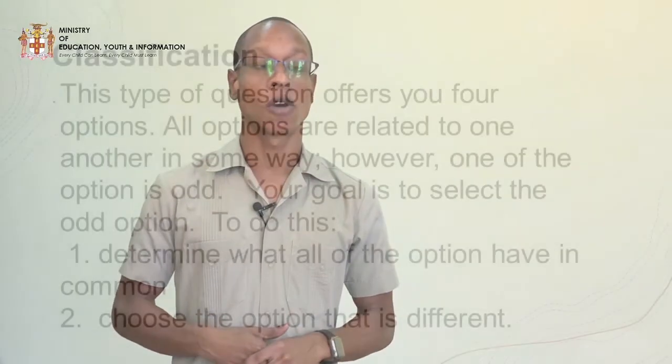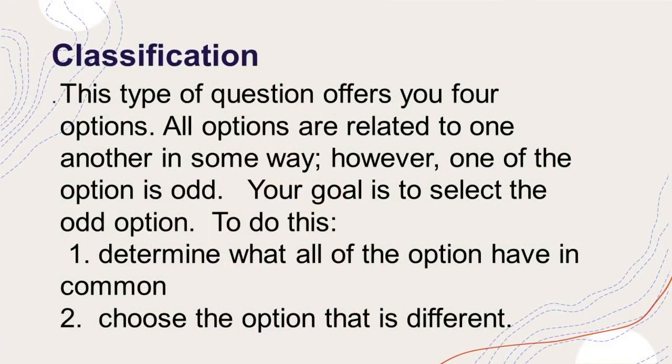All of these terms are synonymous to the word classify, and they are verbs indicating some of the things that we do when making classifications. So, for classification, this type of question offers you 4 options. All options are related to one another in some way, however, one of the options is odd. Your goal is to select the odd option. To do this, you must first determine what all the options have in common. Once you have done that, choose the option that is different.